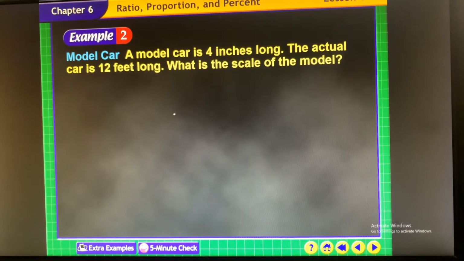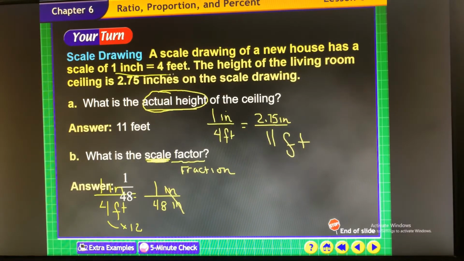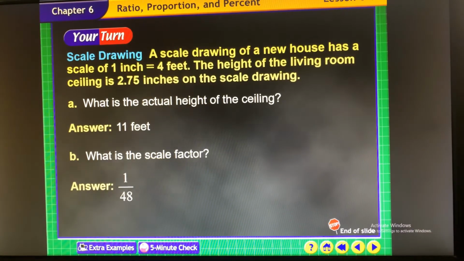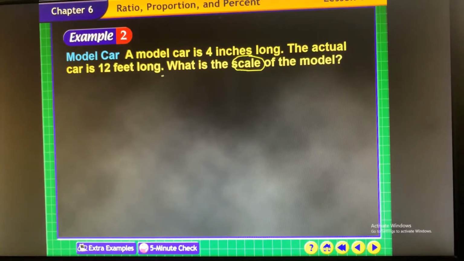A model car is 4 inches long. The actual car is 12 feet long. What is the scale? So this time I'm not giving you the scale. Whereas these, notice, the scale was always given. So now you're going to figure out what the scale is. So everything is set up as a proportion except scale factor. So I'm going to do inches over feet, inches over feet.